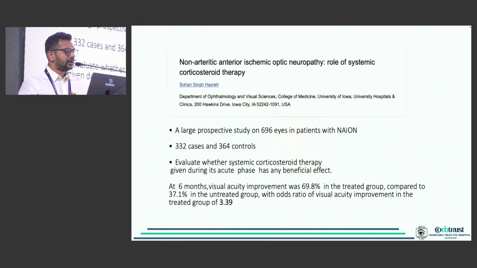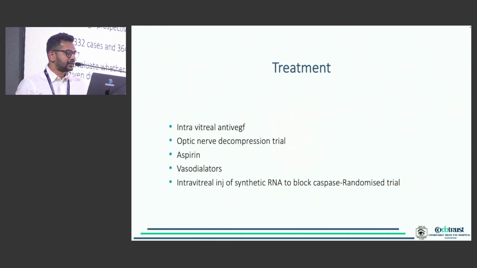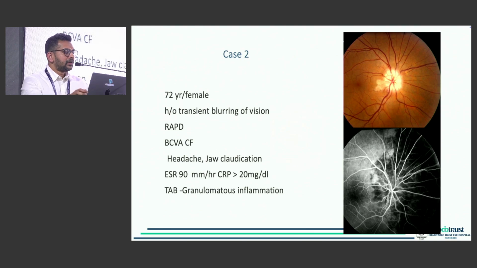Steroids have been studied in NAION, and some studies have shown improvement in up to 70% in the treatment group and 37% in the untreated group, but many studies have failed to produce consistent results. Many other treatments have also been tried, like intravitreal anti-VEGF, optic nerve decompression, aspirin, but none of these studies have provided consistent results.